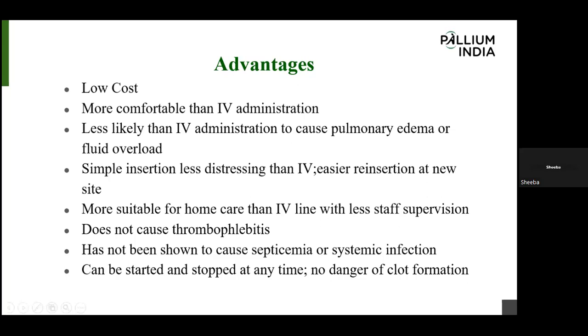Because absorption is slow, there is less chance of pulmonary edema and fluid overload. And it is a simple insertion, as I mentioned earlier, more suitable for home care settings. You can train the caregivers also.